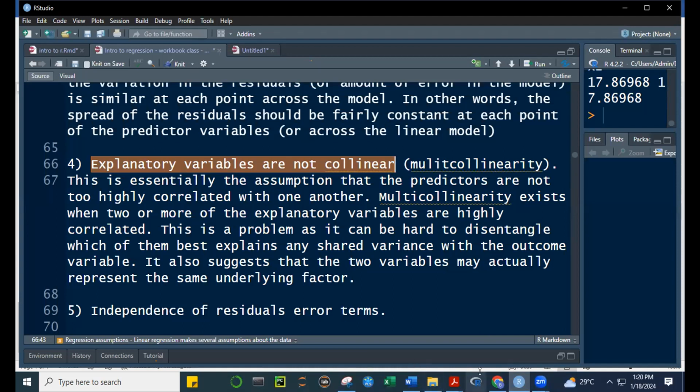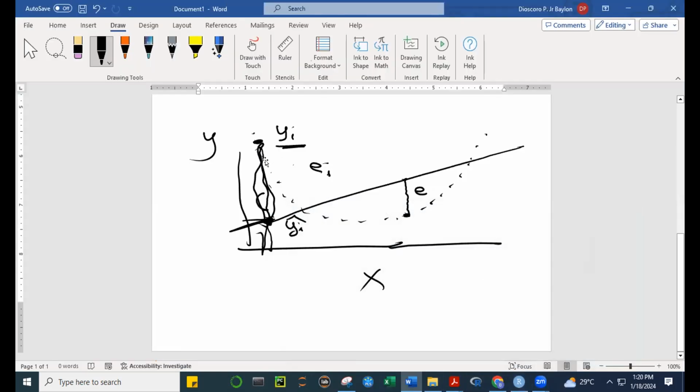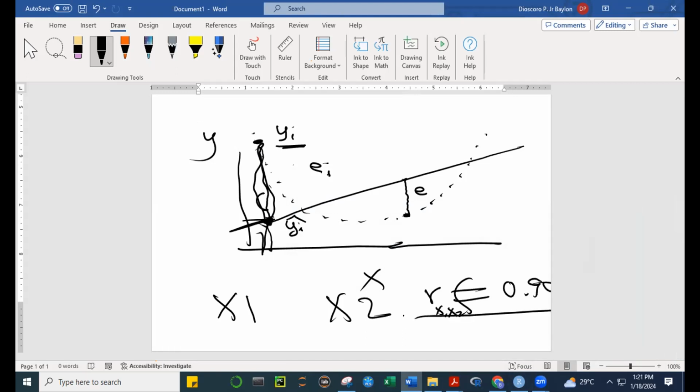So that's what happens, class, when your Y and X are not collinear. Here, they're quadratic. So we want the Y and X to be collinear, but we don't want the x's to be collinear. For example, in a multiple linear regression, x1 and x2, let's say their correlation is equal to 0.9. Okay, that's high correlation, 0.9.